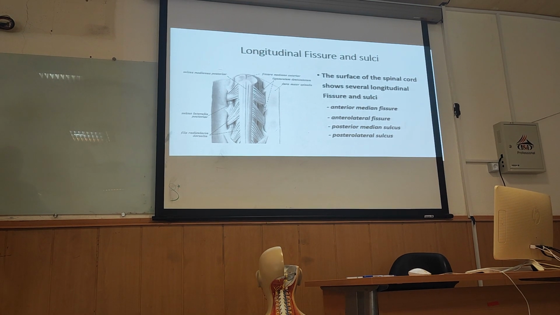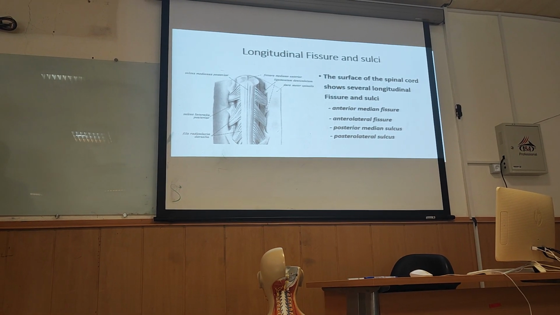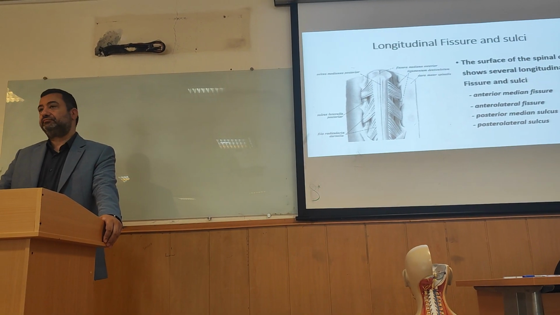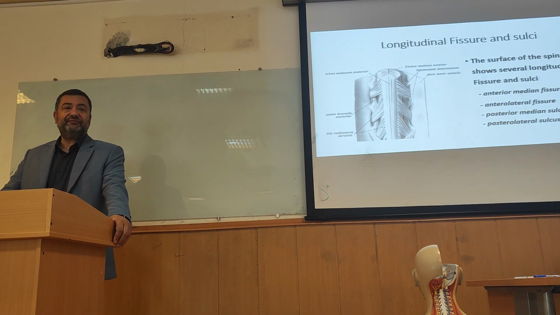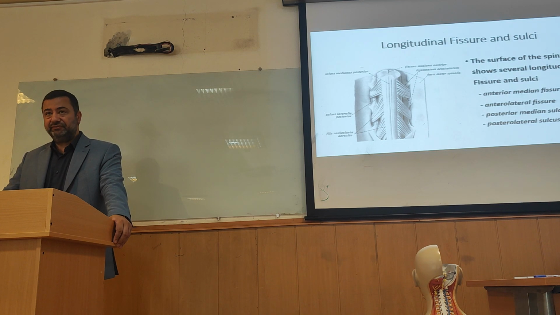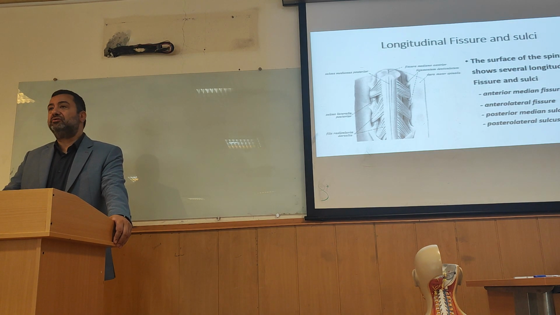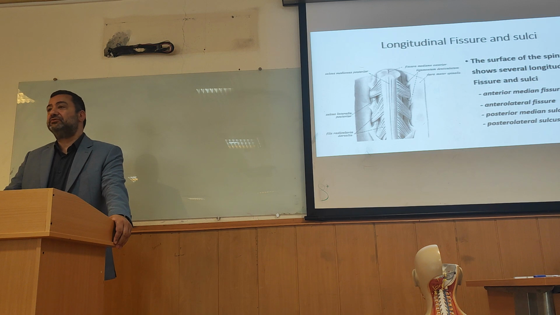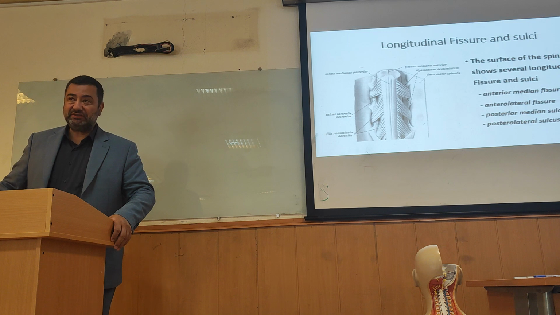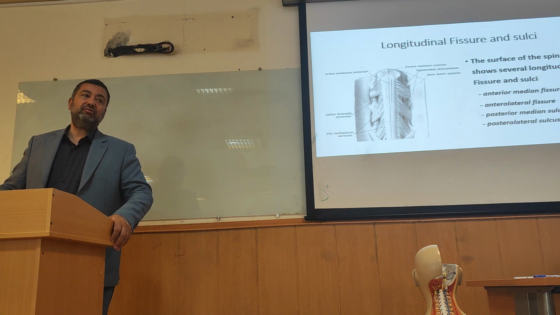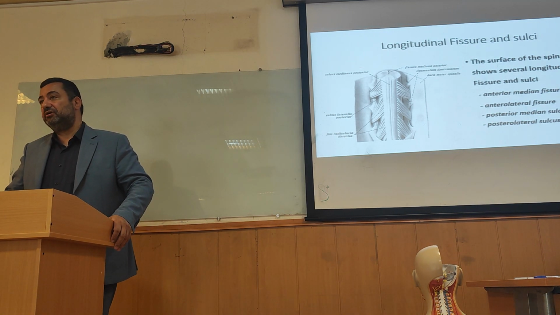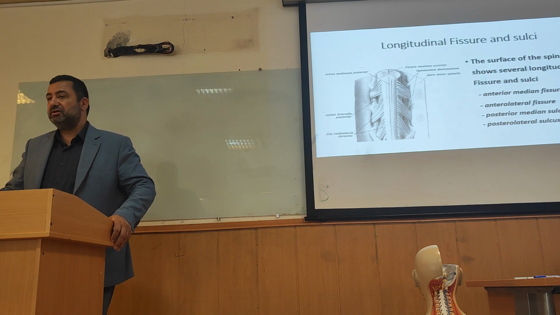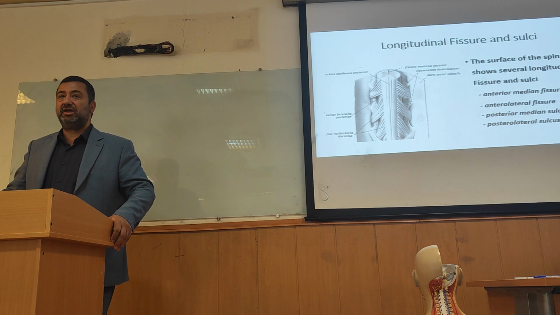Spinal cord is a cylindrical structure with anterior, posterior, and two lateral surfaces. On the anterior surface, there is anterior median fissure in the midline and anterolateral sulci on each side. And on the posterior surface, there is posterior median sulcus in the midline and posterolateral sulci on each side. And in the upper thoracic segments and all cervical segments, between posterolateral and posterior median sulcus, there is posterior intermediate sulcus.